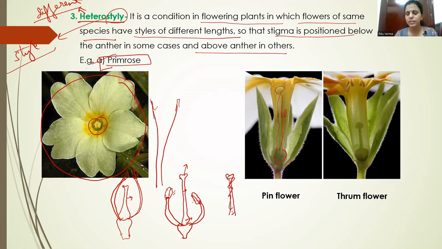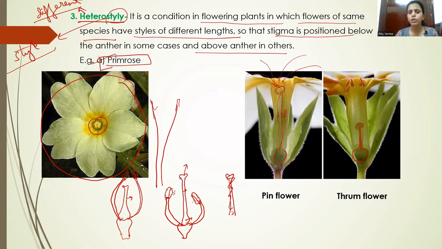Okay, and here in the second flower, you can check this is the stigma, style, and ovary, and this one is the anthers. In the second type of flower, the anthers are positioned much higher than the stigma. So this promotes cross pollination. How? If in the first type of flower the stigma is positioned very high, there are obviously more chances of receiving pollen grains from another flower.